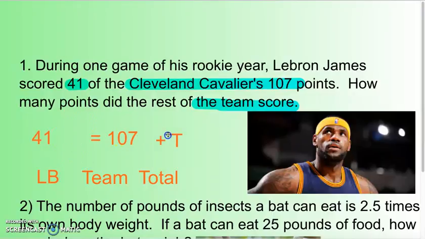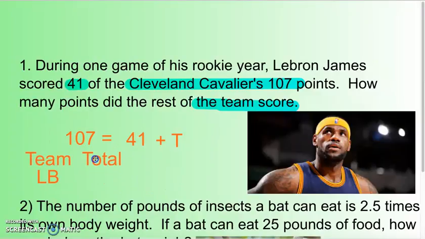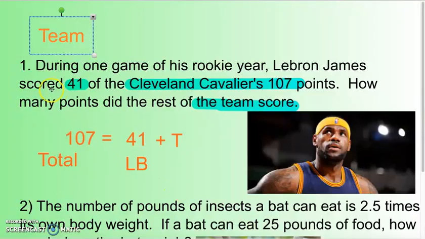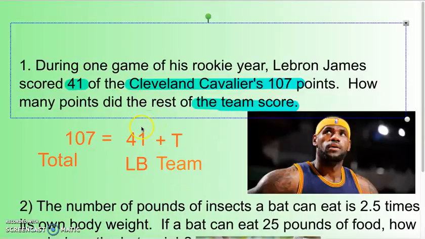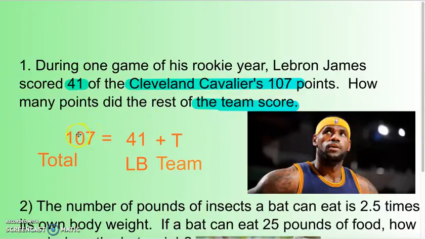I can actually switch. I can put LeBron James's points on this side plus the team, and then put the total over here. And that would still be the exact same thing. Because remember, I said the right side is the same as the left side, so I can swap them and they still represent the same equation. So this equation is the same as 41 plus T equal to 107.